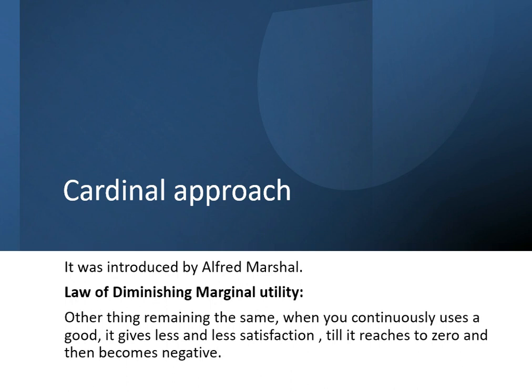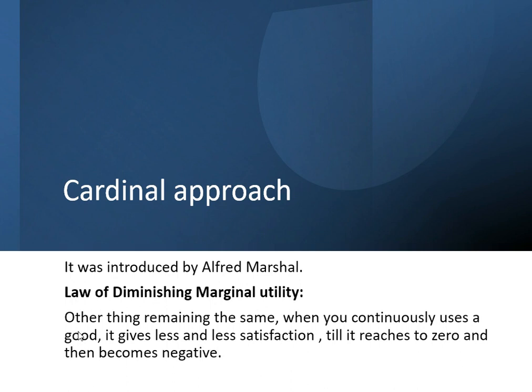In this approach we will discuss the law of diminishing marginal utility. The law of diminishing marginal utility states that, other things remaining the same, or ceteris paribus, when you continuously use a good, it gives less and less satisfaction till it reaches zero and then becomes negative.